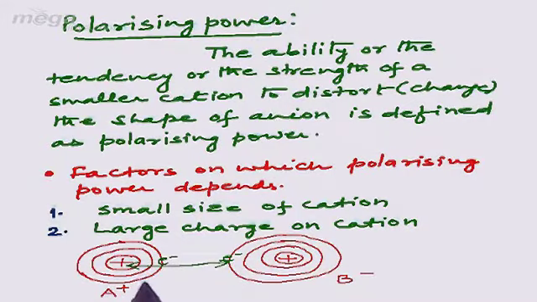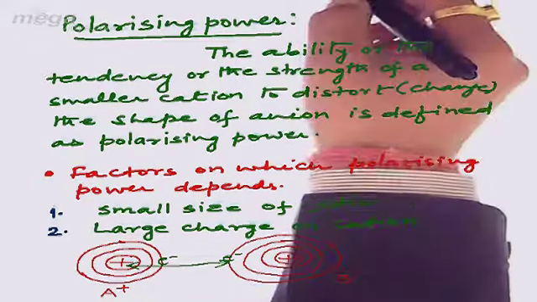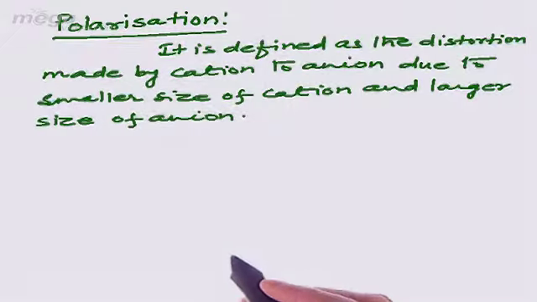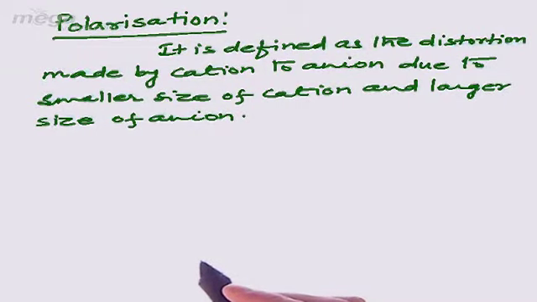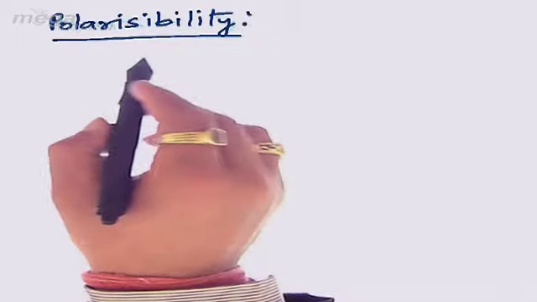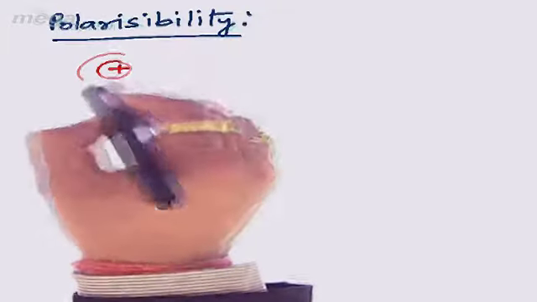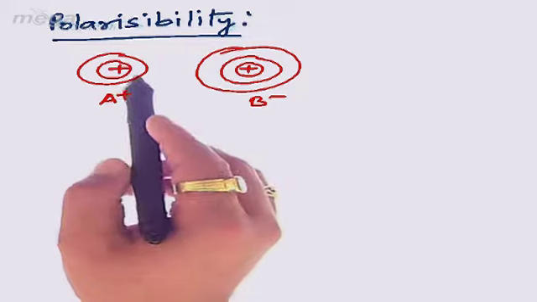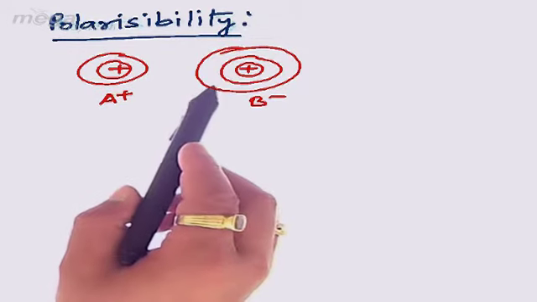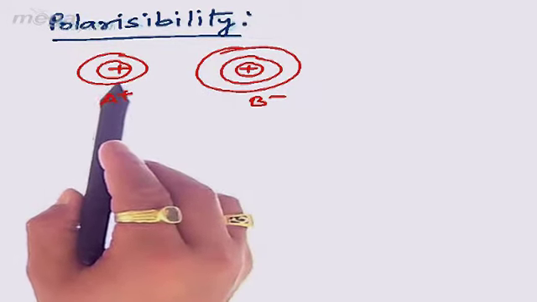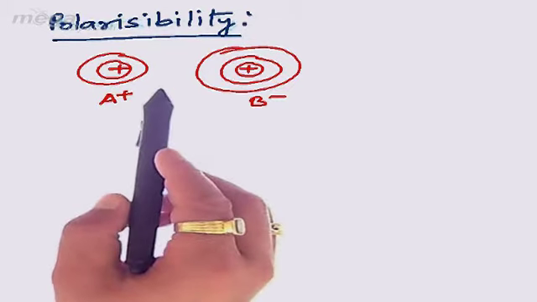So already we have discussed that cation due to small size distorts the anion, and this distortion process is called polarization. So we can define polarization as, due to small size of cation, it will lead to distortion, means it will distort anion. That effect will be called polarization. So during the approach between the ions, we found that cations due to small size distort the anion. Now we have discussed polarizing power, that cation tries to distort anion, which is called polarization, and the power of cation to distort anion is called polarizing power.